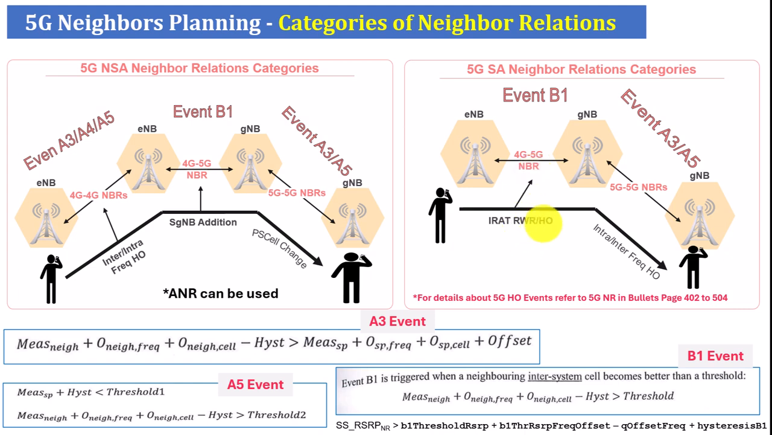Just to quickly recap, in other words, 5G standalone neighbors are actually very simple compared to non-standalone. As you can see here, we have just the eNode B to gNode B. This requires IRAT, either redirection or handover, and this is based on event B1 and sometimes B2 as well. And from gNode B to gNode B, it just requires the normal intra-frequency or inter-frequency handover, which uses events A3 and A5.